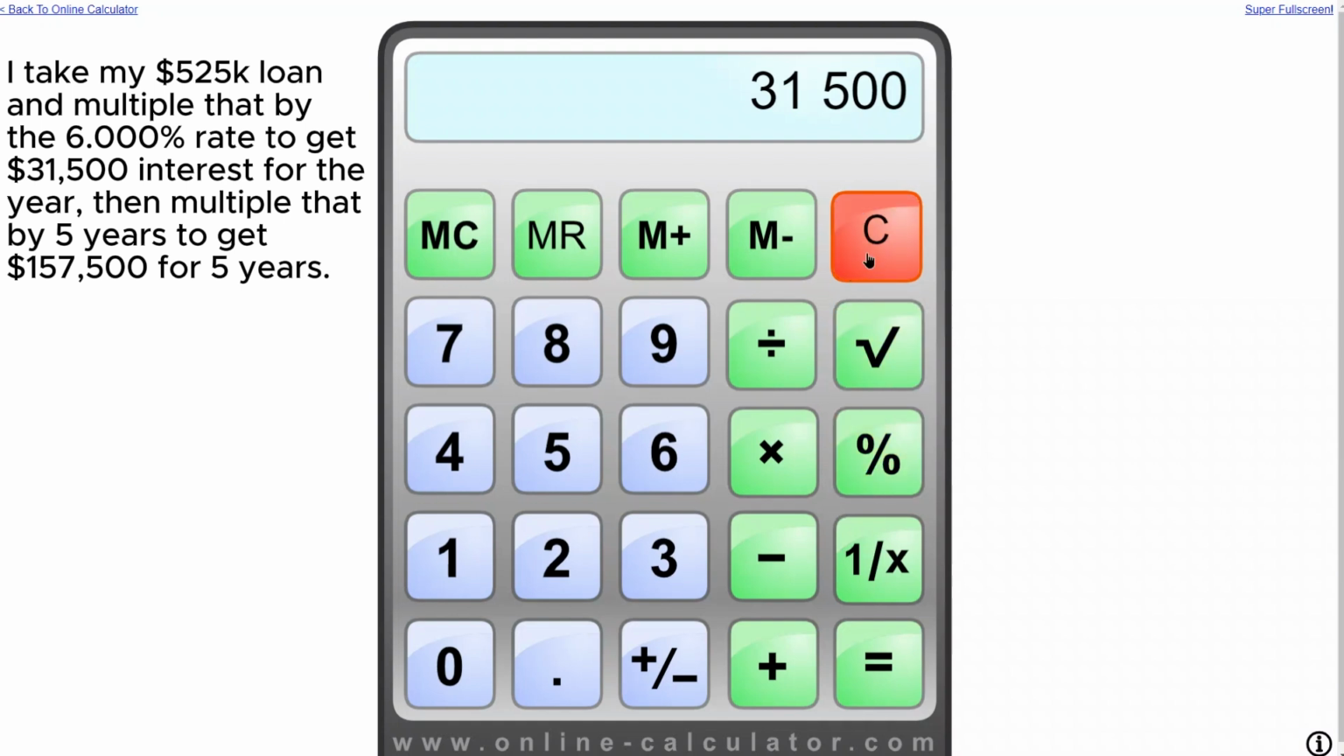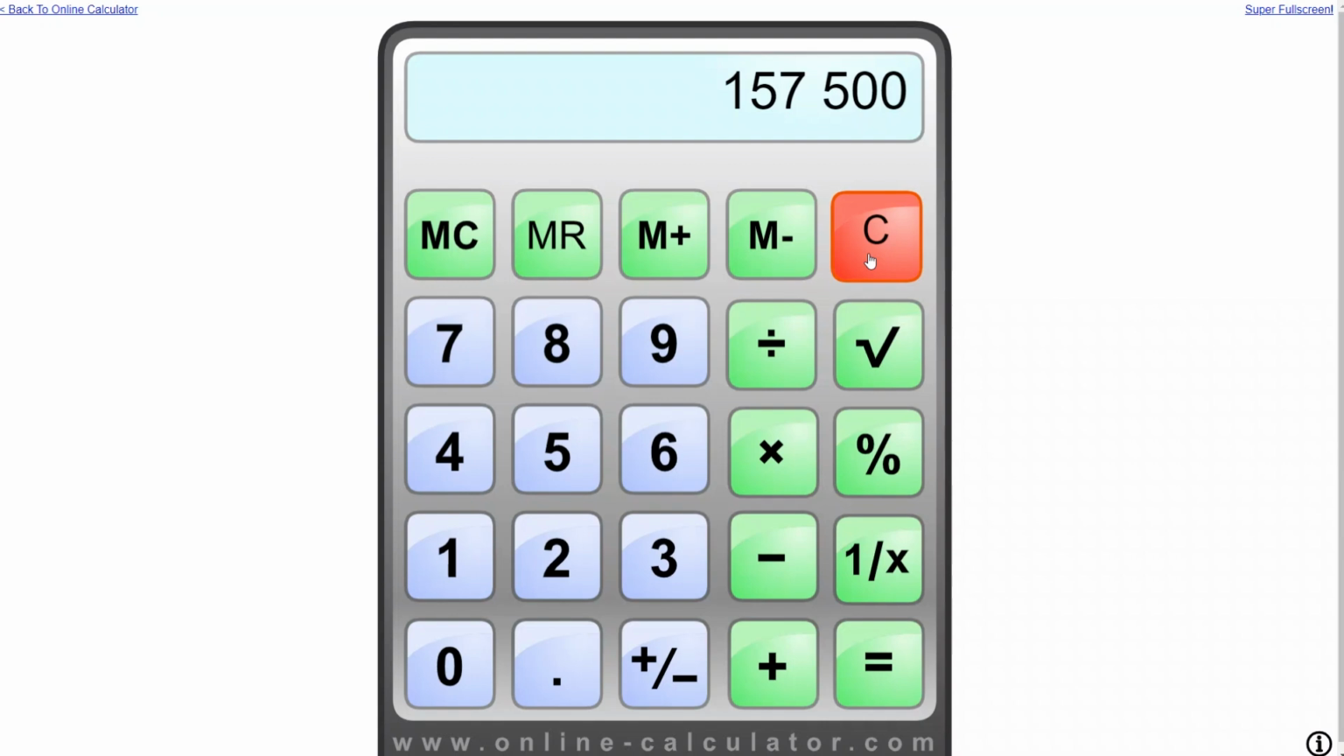So I want to calculate this over 5 years. I'm going to take the $31,500 and multiply that by 5 for 5 years. And that comes out to be 157,500 smackaroonies. So now let's run the calculation for 5 years at 5.625.